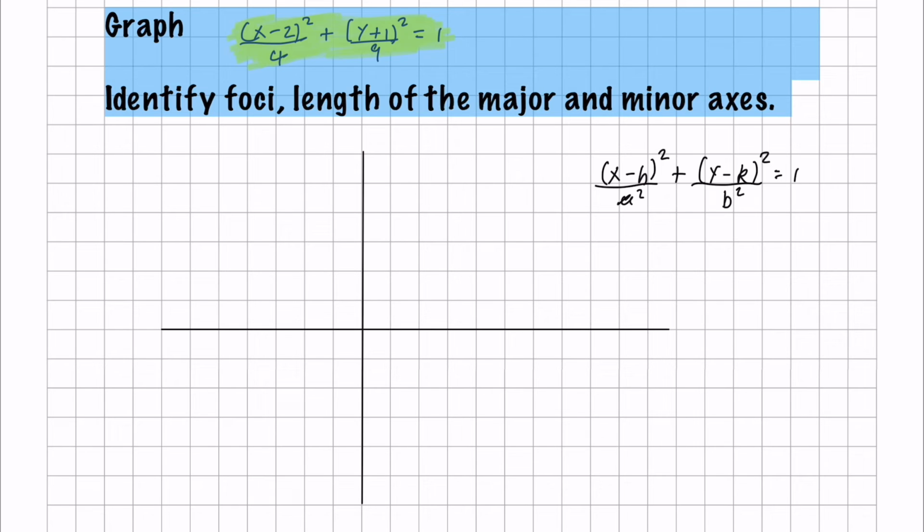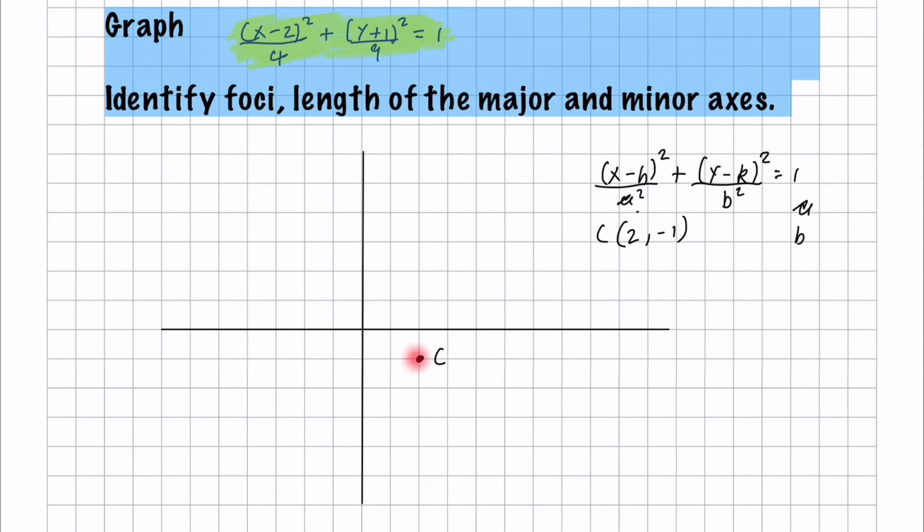What we do have to do now is figure out what a and b are, and we also have to figure out the center. The center we can figure out pretty quickly. We have x minus 2 whole squared and y plus 1. Since it's minus h here, the h would be 2, and the k will be negative 1. This is our center, 2 comma negative 1.